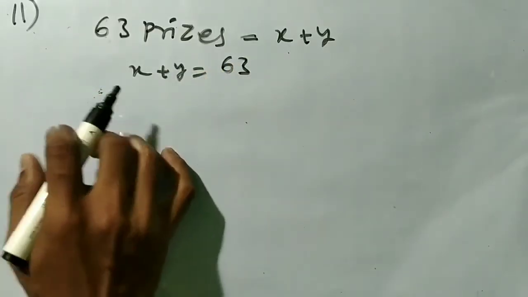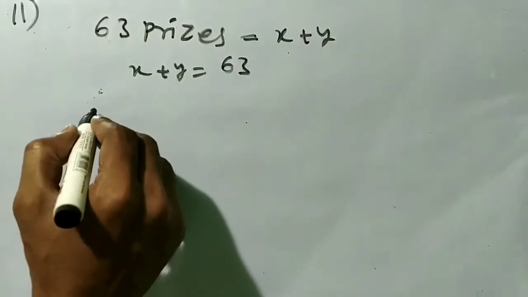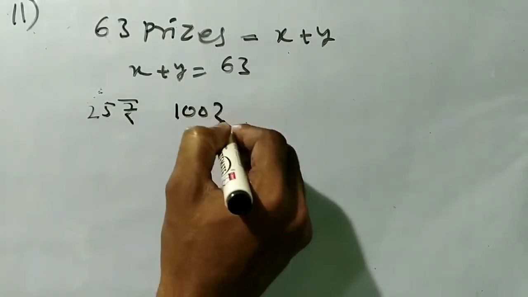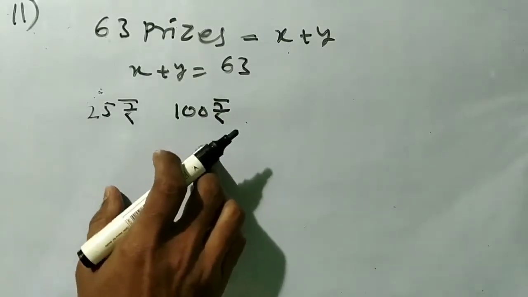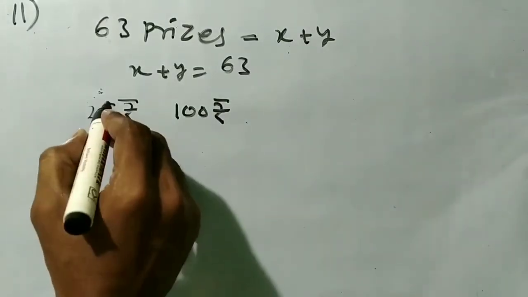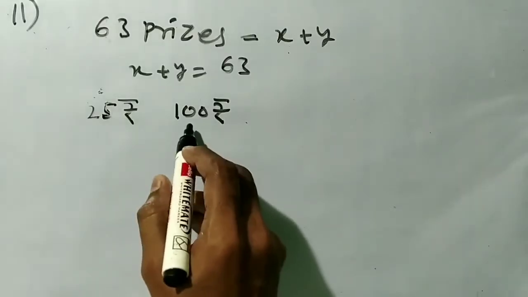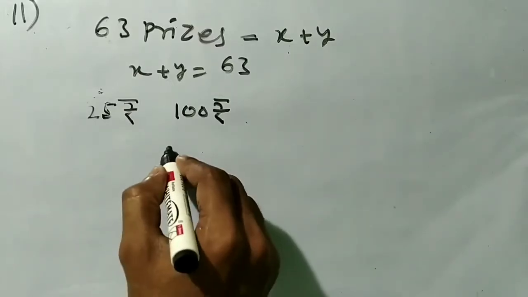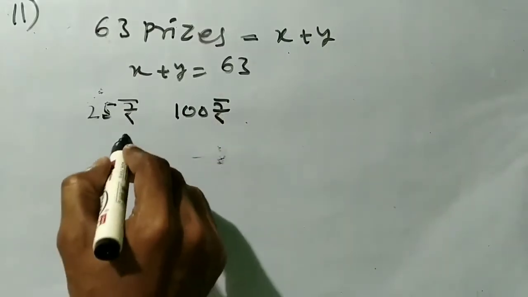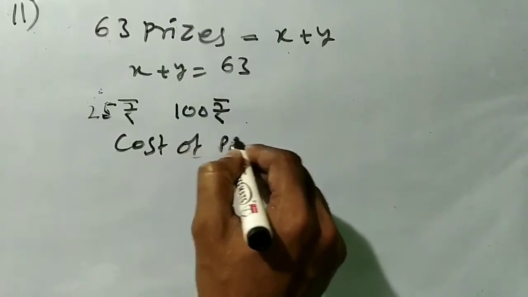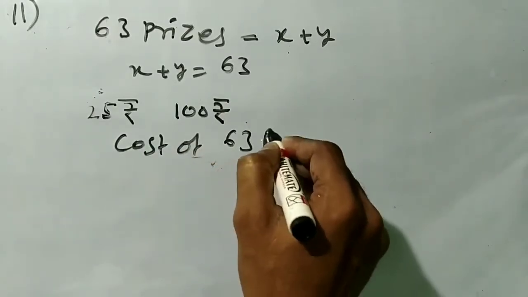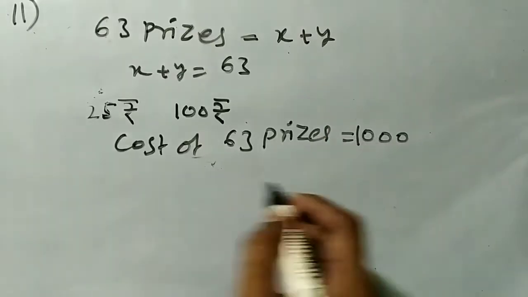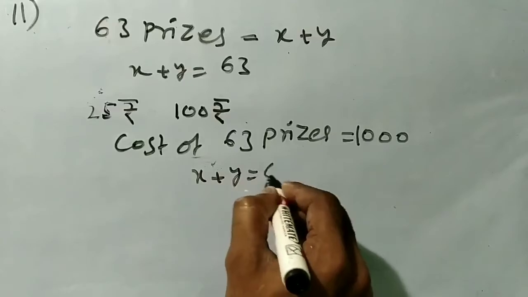And also they have given the two prices, that is 25 rupees and 100 rupees. These are the two kinds of prices, one costs 25 rupees and another one is 100 rupees. So the summation, the cost of 63 prices, is equal to 3000 rupees. So that is x plus y is equal to 63.